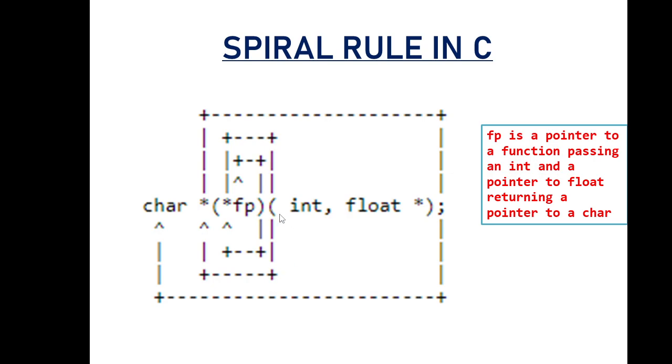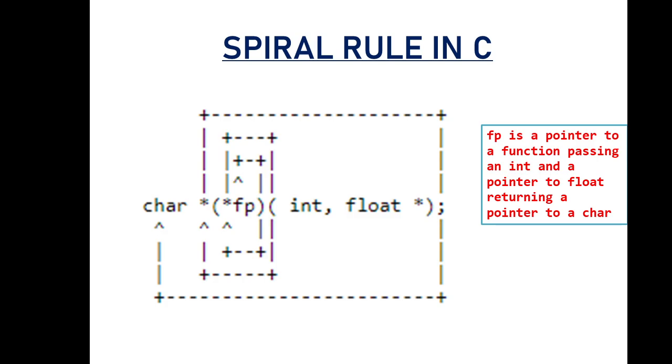See this one, we got it now. fp is a pointer to a function. That function gets int and pointer to a float as arguments. Okay, after this pair ending, it returns a pointer to a character. So how do you say this one? fp is a pointer to a function. So basically fp is a function pointer. So fp is a function pointer, that means fp stores the address of a function.